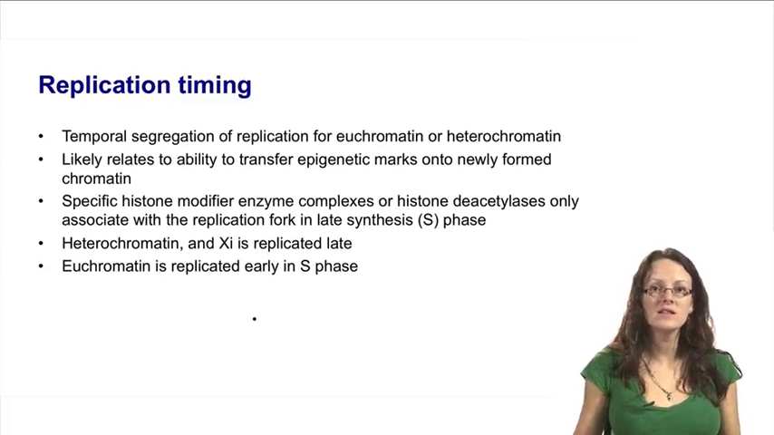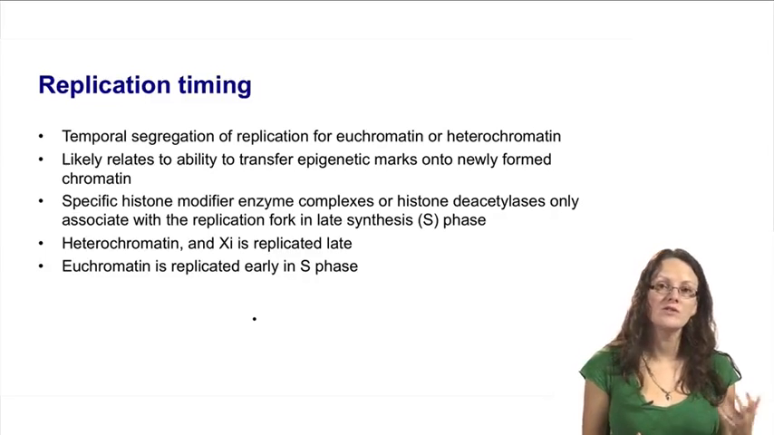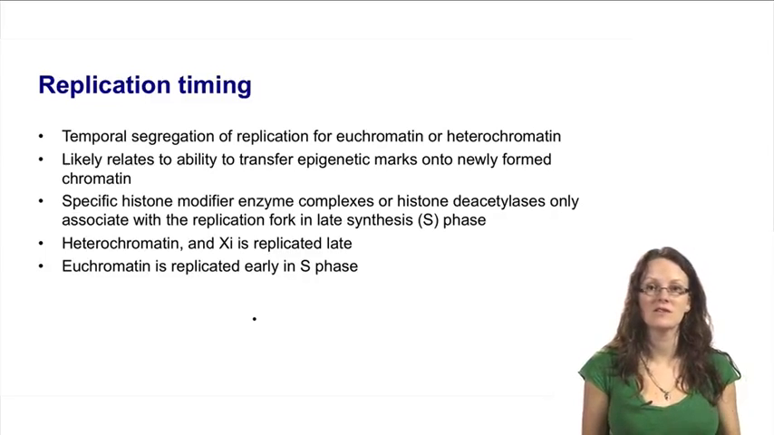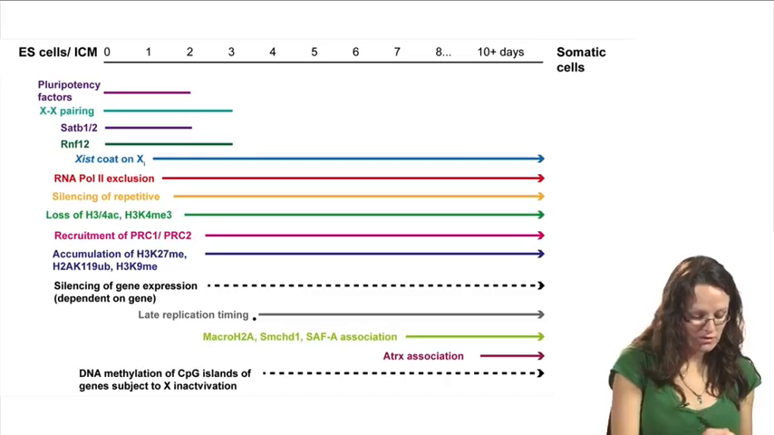So then it makes sense that heterochromatin tends to be replicated very late in S phase, whereas euchromatin is replicated early in S phase. So this is true for heterochromatin in general and is true for the inactive X chromosome. It undergoes late replication timing.